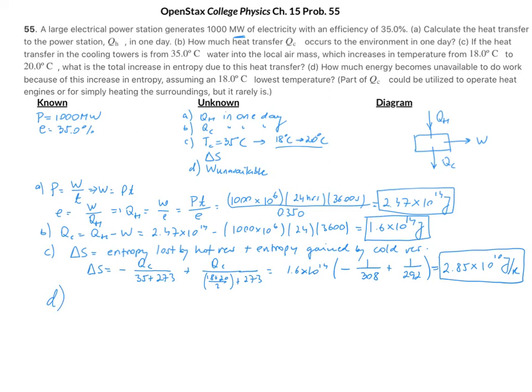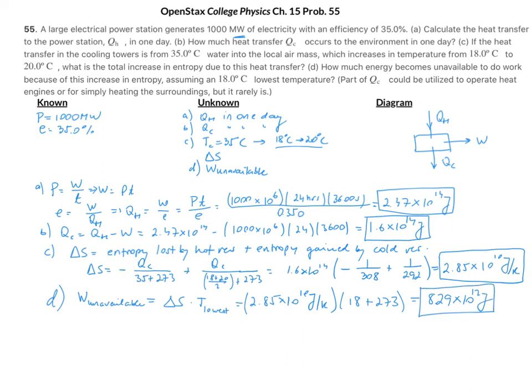All right. In part D, we're looking for the work unavailable. So work unavailable is the entropy change that we just solved for times the lowest temperature that we have in this particular problem. So that will be 2.85 times 10 to the 10th joules per Kelvin, and the lowest temperature is the 18 degrees, so that's 18 degrees Celsius plus 273. When we multiply these numbers, we end up with 8.29 times 10 to the 12th joules. So this is how much unavailable work there is.